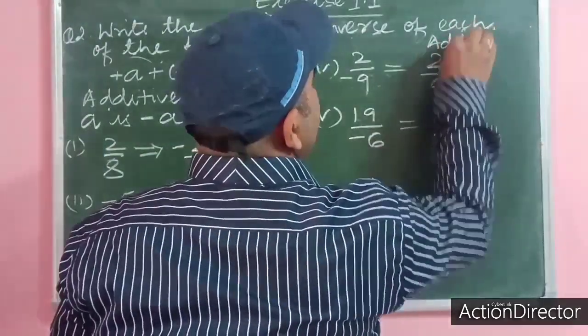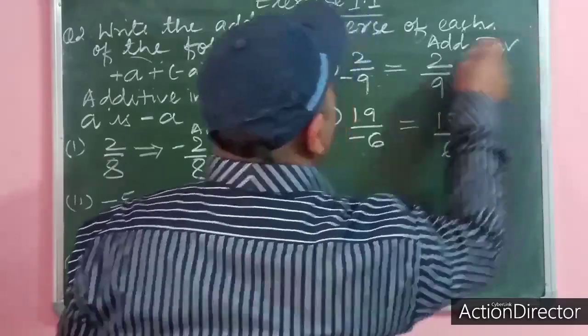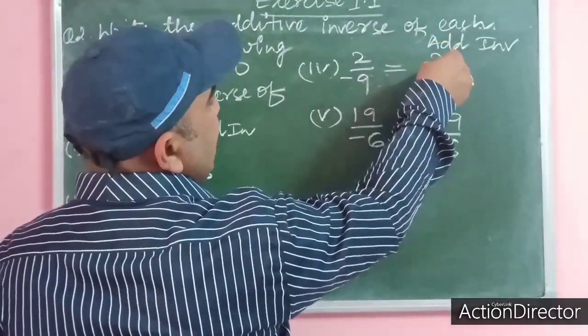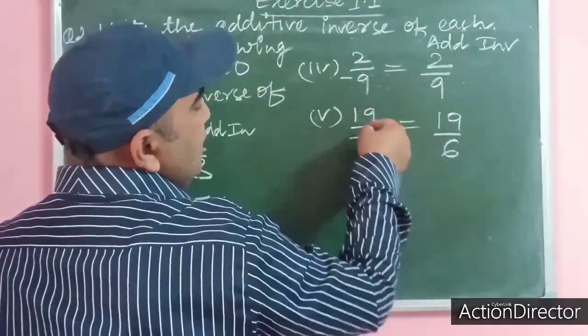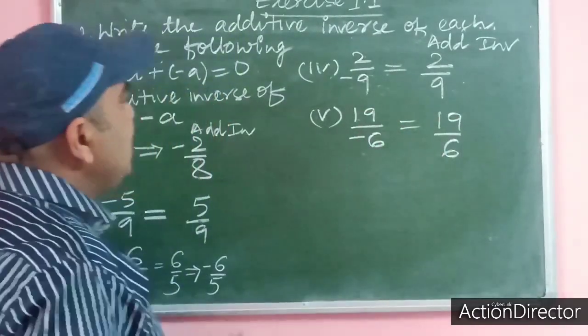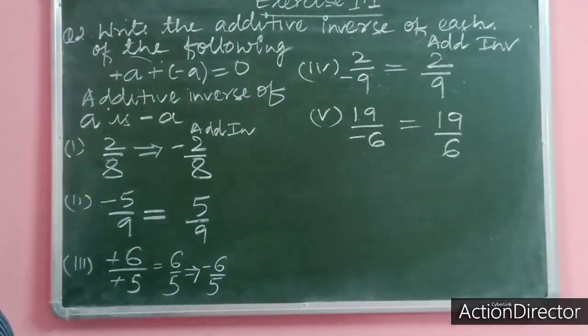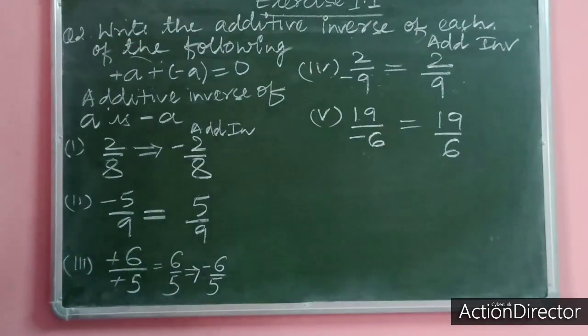I am writing here the additive inverse. The additive inverse of 2 by minus 9 is 2 by 9. The additive inverse of 19 by minus 6 is 19 by 6. This is question number 2.